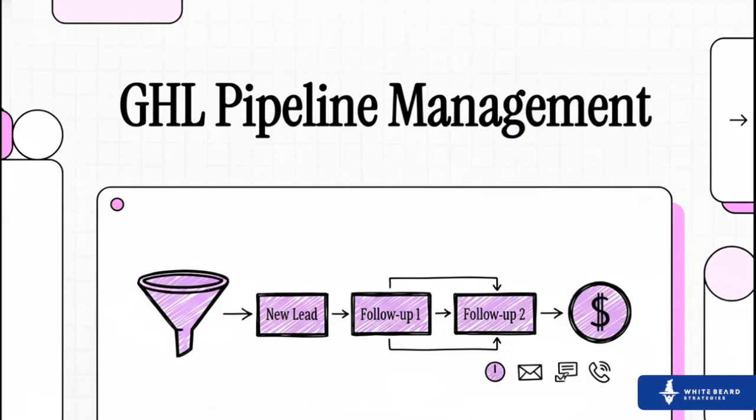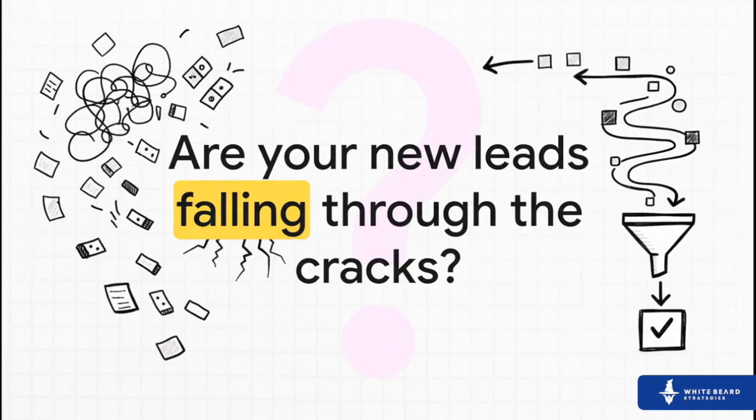Welcome to The Explainer. Today, we are tackling something huge, building an automated sales pipeline in GoHighLevel from the ground up. We're going to turn that manual headache into a seriously powerful sales machine. So, let me ask you, are your new leads just falling through the cracks? Are you losing track of who to follow up with? If your whole sales process feels more chaotic than controlled, then this one's definitely for you.